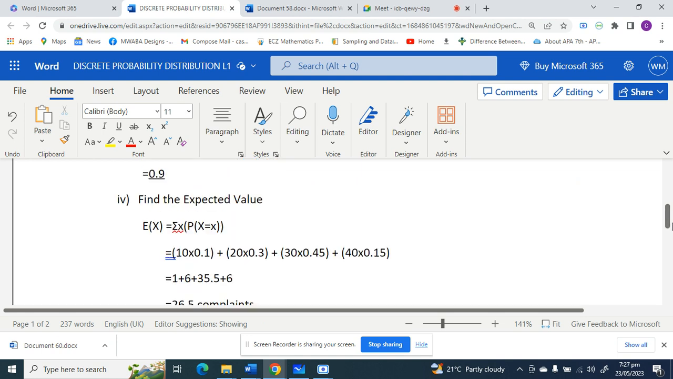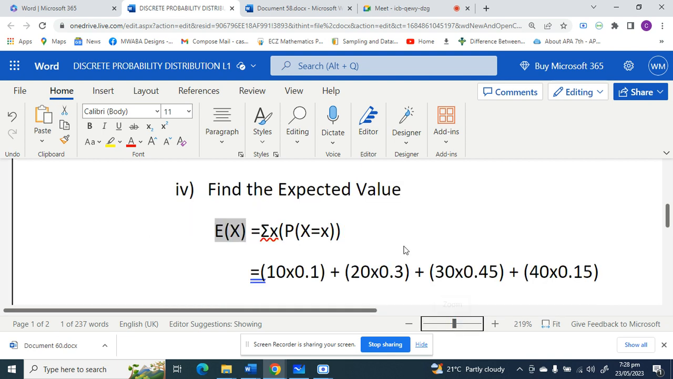All right. Next is the expected value, which is the same as the mean. This just gives us, it's like finding the average number of complaints, basic. So whenever you hear find the expected value, you should be thinking, oh, I'm finding the mean, the mean number of complaints. So this is the formula for the expected value or the mean. E(X) represents expected value.